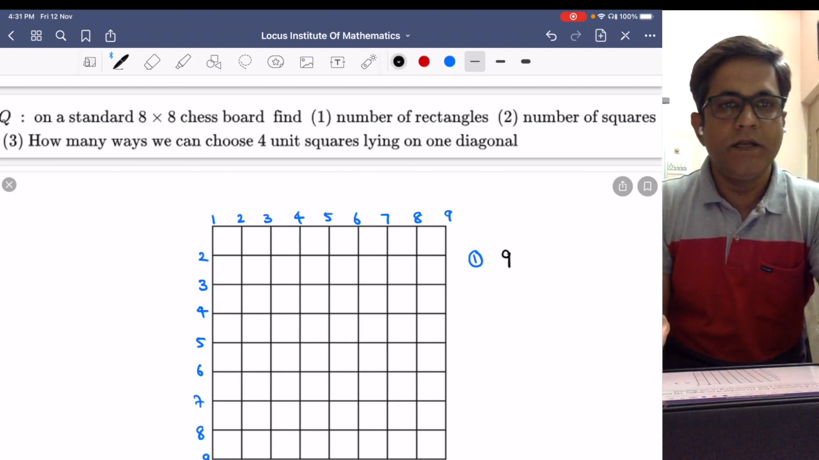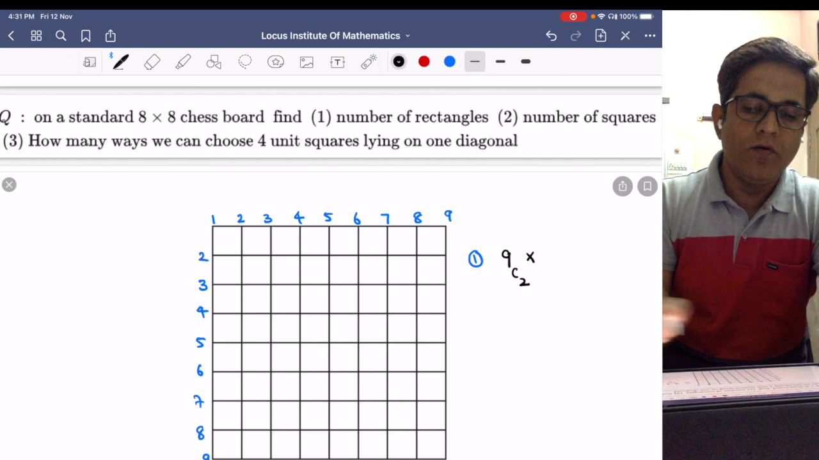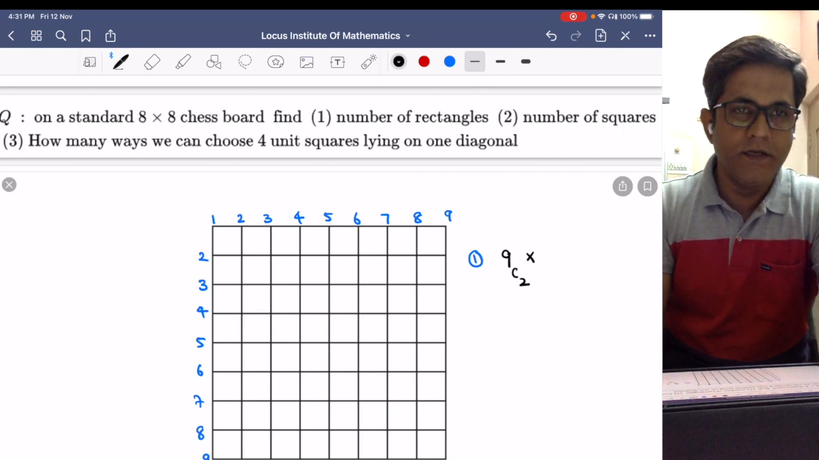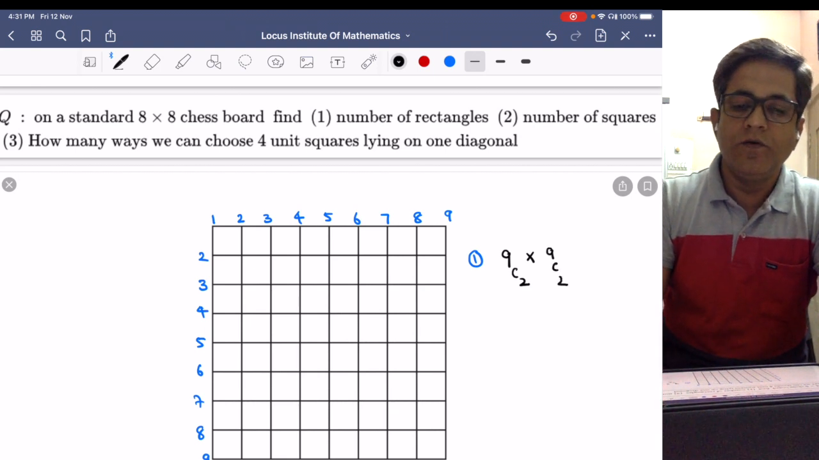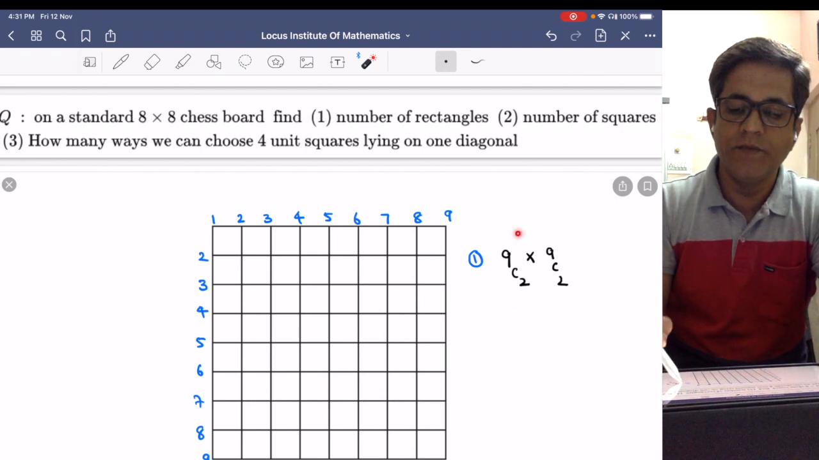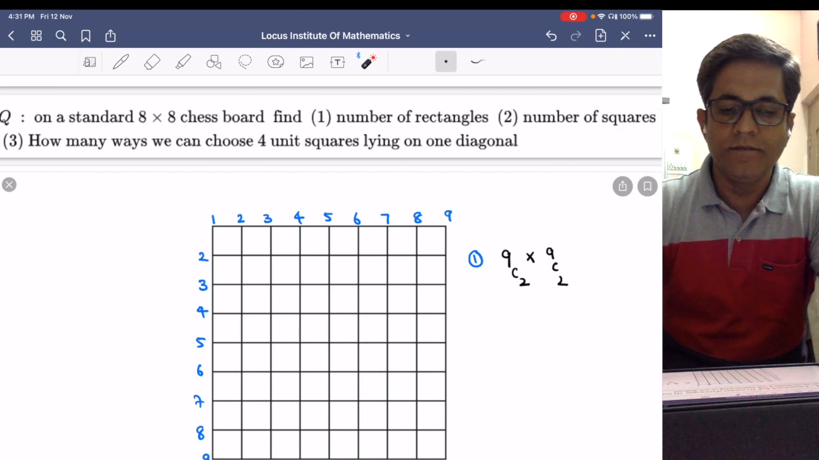Therefore the total number of rectangles, first question answer, is: total 9 vertical lines are there. From 9 vertical lines we can select the 2 vertical lines in 9C2 ways, and multiplication theorem. Now 9 horizontal lines are there. From 9 horizontal lines, 2 horizontal lines we can select in 9C2 ways. So the total number of rectangles is 9C2 into 9C2. This is the first question.